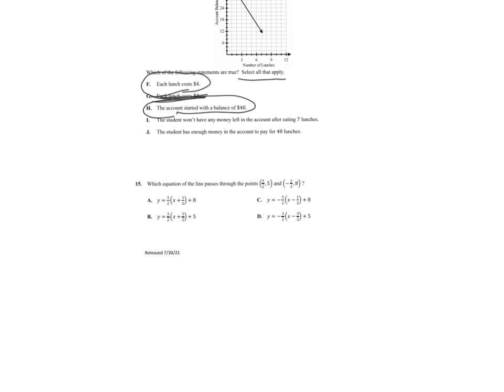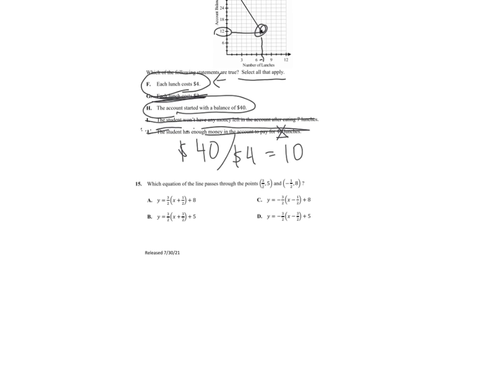The student won't have any money left after eating 7 lunches. Well, 7 lunches is right here, and if I come up here, I still have money. It's 7 lunches, I have $12. The student has enough money in the account to pay for 40 lunches. Okay, well, we already figured out that they're $4 each, and I have $40. So I can only afford 10, not 40. So that one's out. So that one only had 2 answers.